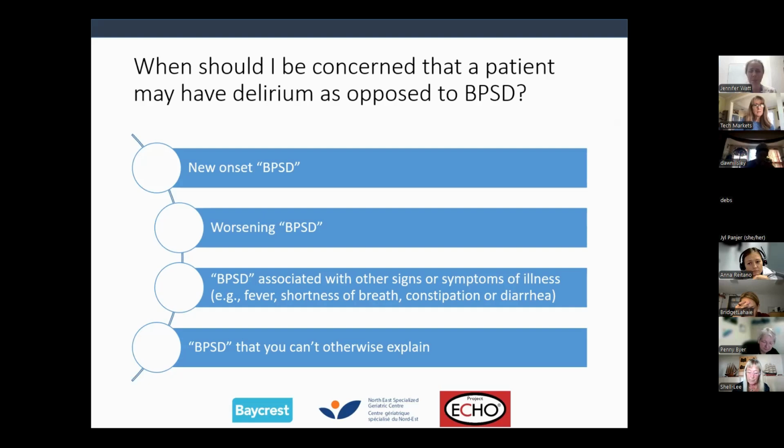And then, of course, if there's BPSD that you really otherwise can't explain, that needs to prompt you too, in that philosophy that behavior has a meaning and people are trying to communicate a need to us. If you can't otherwise identify something, then go looking for potentially metabolic or other medical reasons that somebody is manifesting this symptom that you're seeing.